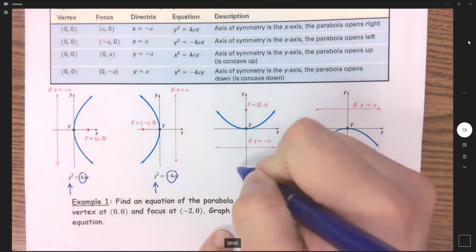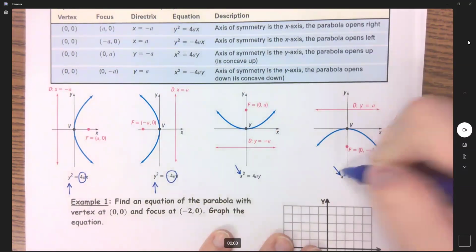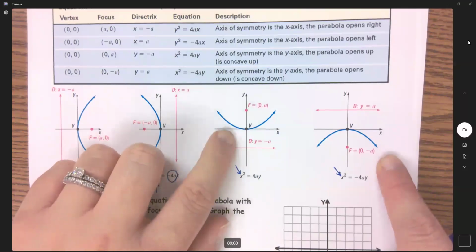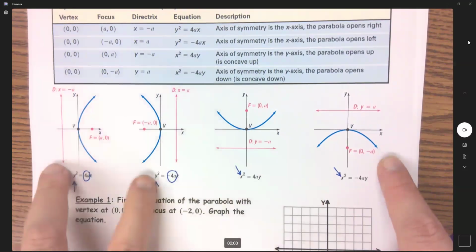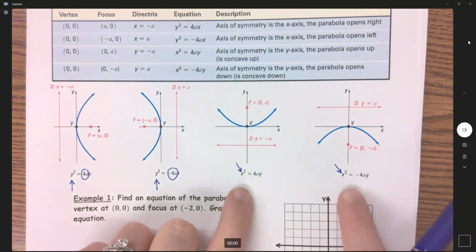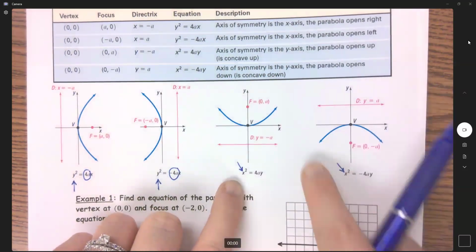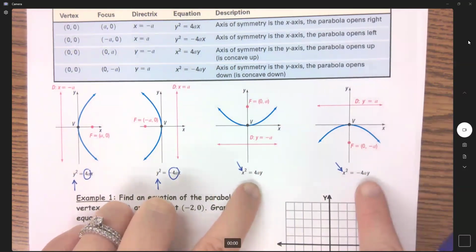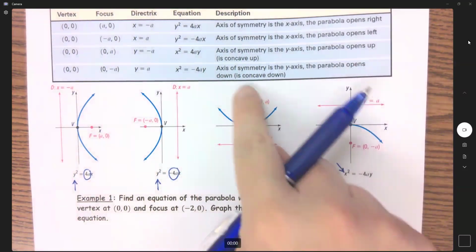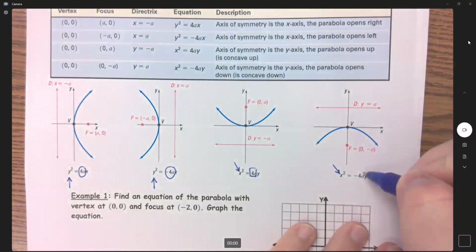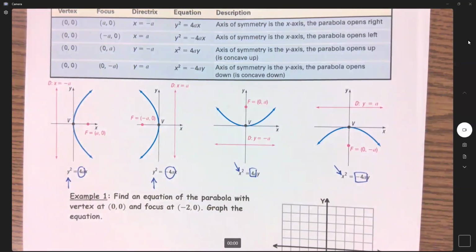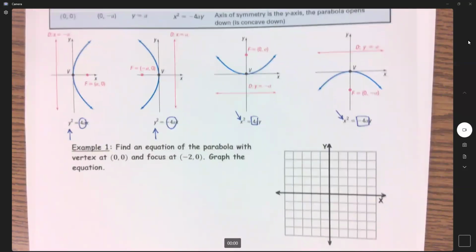Over here, we have x squareds. When we have x squared, that's going to open up or open down, which we've actually graphed these before in module 2 because we were focusing on functions. These two here are not functions because they don't pass that vertical line test. So we've graphed these before. And then again, look at your 4a. If 4a is positive, it's going to open up towards all these positive y values. If your 4a is negative, it's going to open down towards all of these negative y values. Okay, so hopefully that helps a little bit.